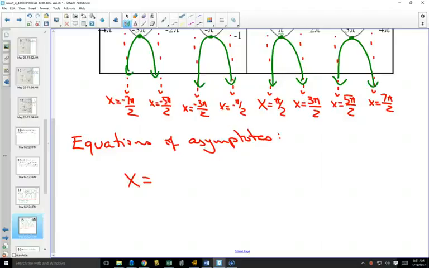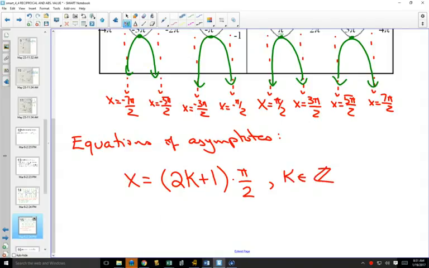It's a good review then. So one of the ways that we can write odd numbers is 2k plus 1, because 2 times any number will make it even, and then if we add 1, we'll make it odd. So if I go 2k plus 1 times pi over 2, where k is an integer, that will be all the odd numbers, positive and negative, times pi over 2.